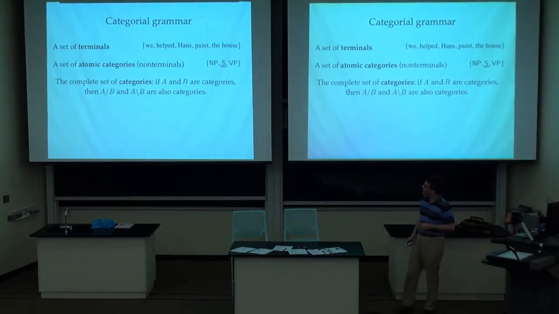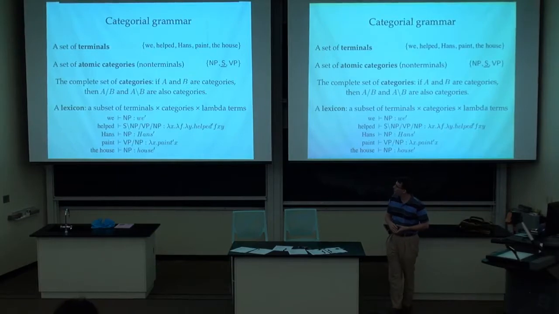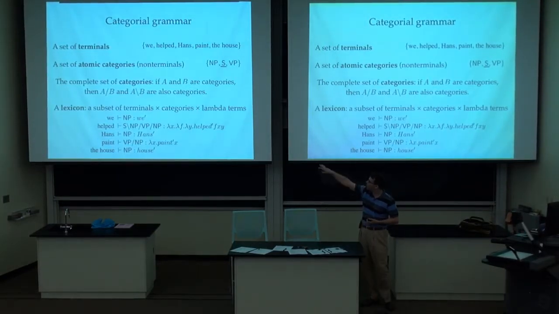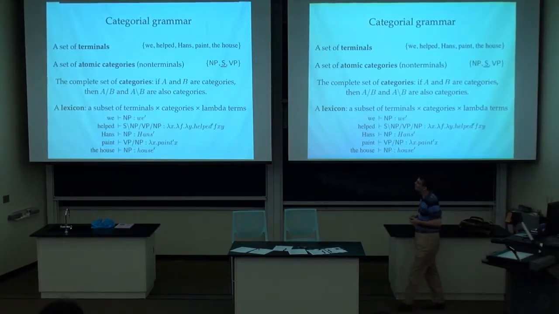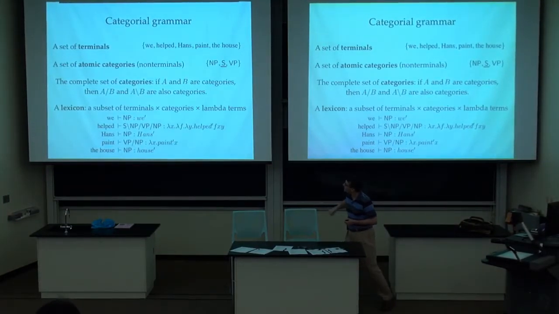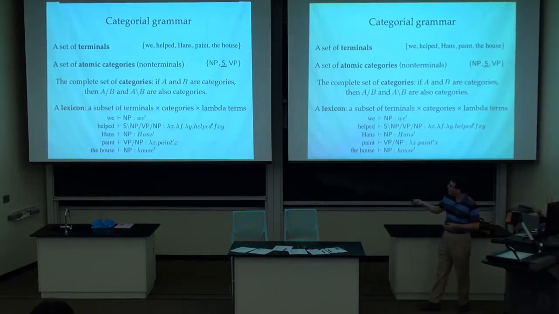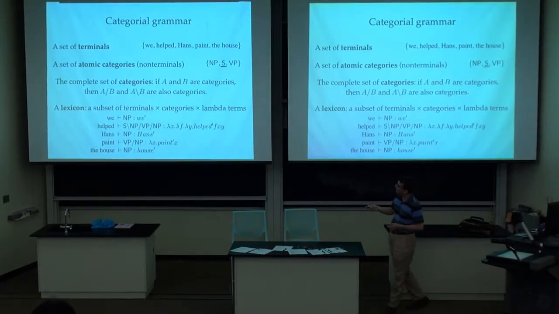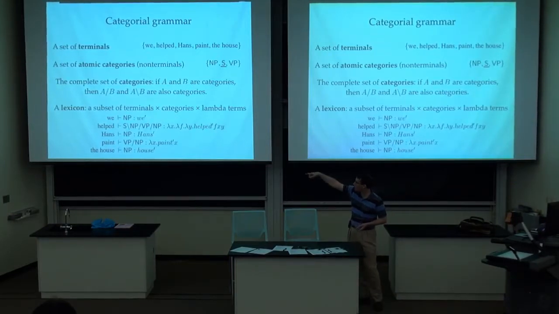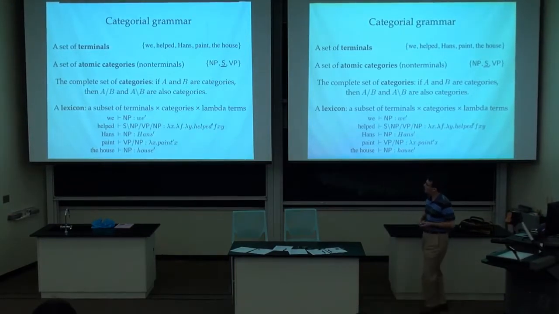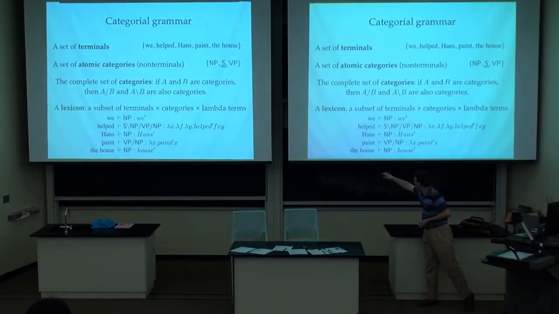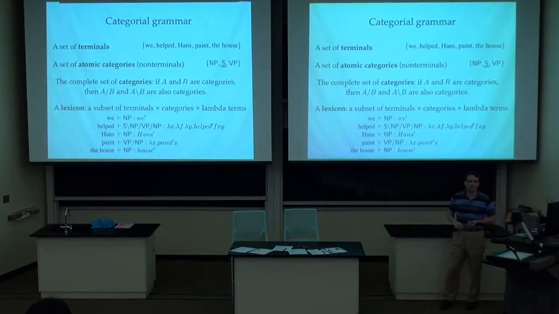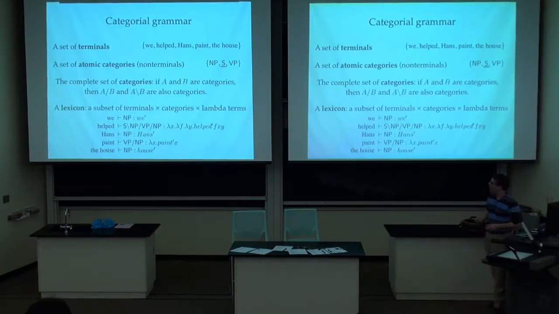And then we have something called the lexicon. The lexicon is basically going to be a relation on terminals, categories, and lambda terms. Don't worry too much about the lambda terms. They're going to be here for a little bit, and then we're going to do some sleight of hand and get rid of them. So the lexicon is defined this way. Basically this defines a relation between words, these categories that are built up out of these non-terminal symbols, and some semantics. So this is explicitly pairing surface forms with syntax and their semantics. That's what it's doing.